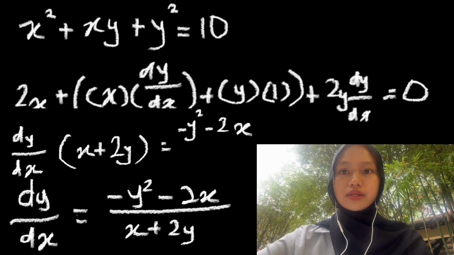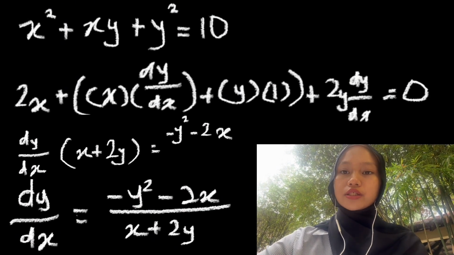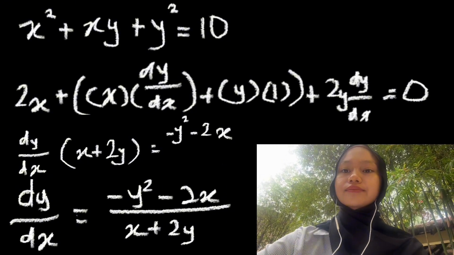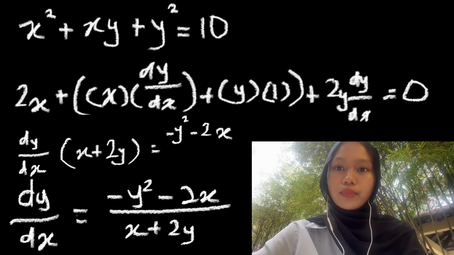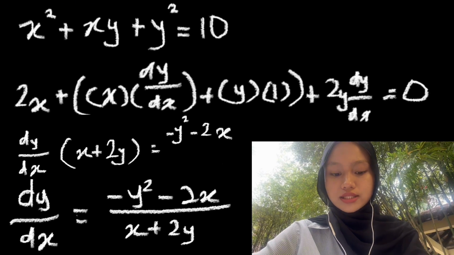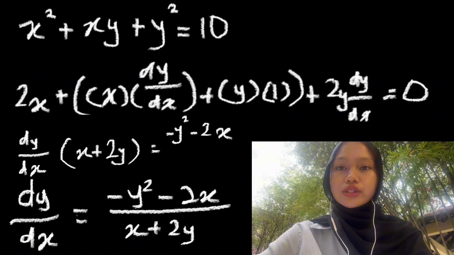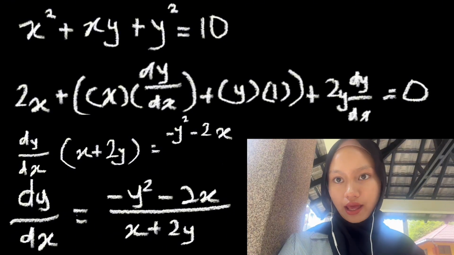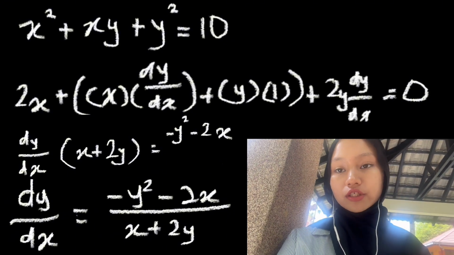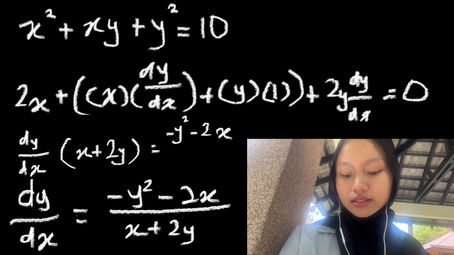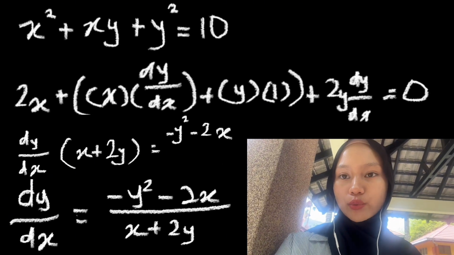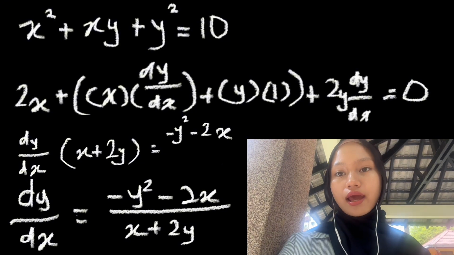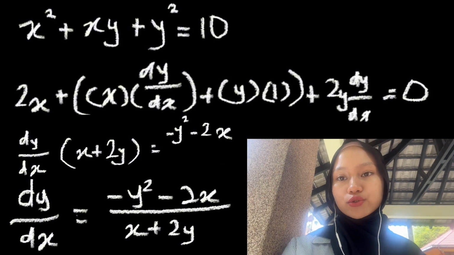Next subtopic is implicit differentiation. So the question is x squared plus xy plus y squared equals 10. For x squared, we bring the power of 2 to the front and subtract the constant. For xy, we use the product rule, which is u v prime plus v u prime. So our u is x, our v prime is we differentiate the y, it becomes dy/dx, plus our v is y, and our u prime is we differentiate the x, we get dx/dx, so it equals 1.